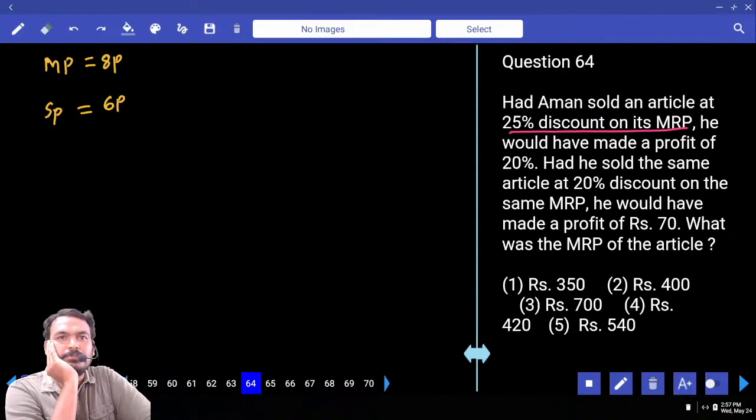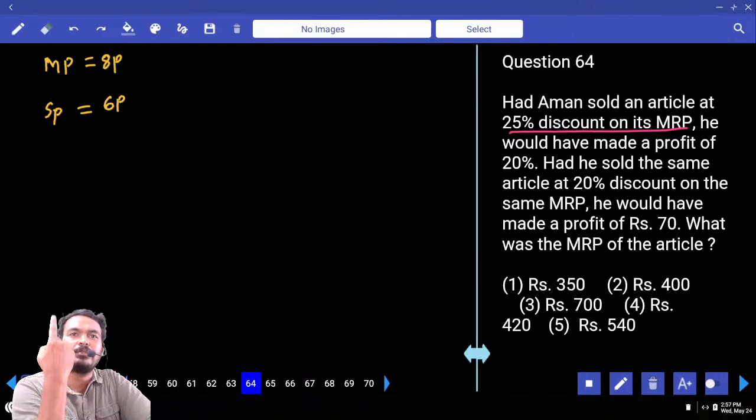25% means what is the fraction? 1 by 4. 1/4 discount means 4 parts are market price, 3 parts are selling price. If it is taken double, market price 8 parts, selling price 6 parts. Yes or no? Next, what is the next one?